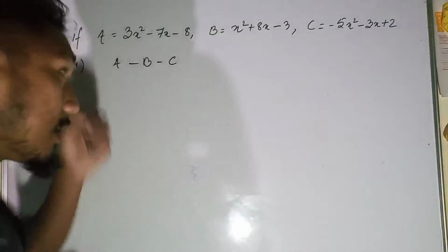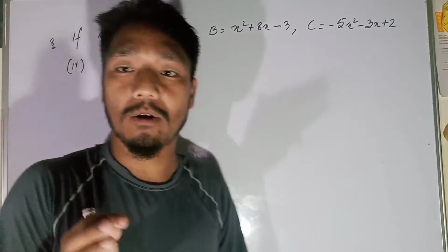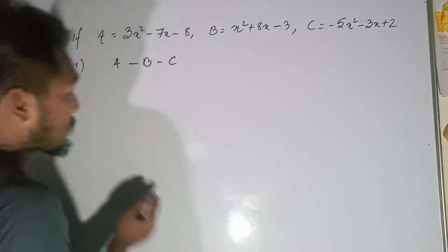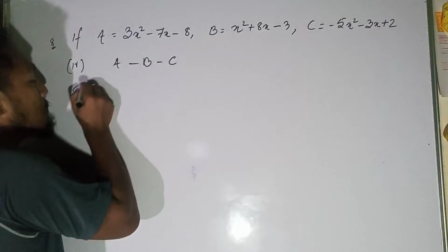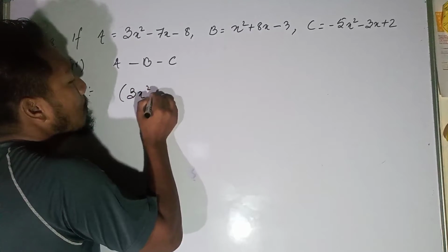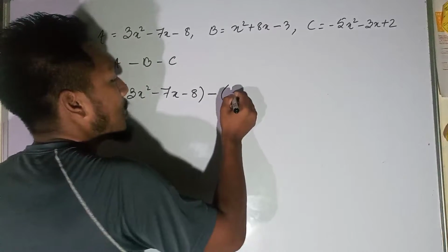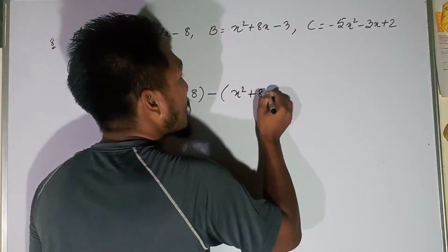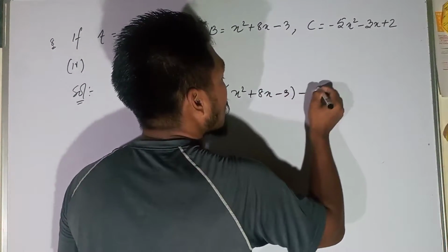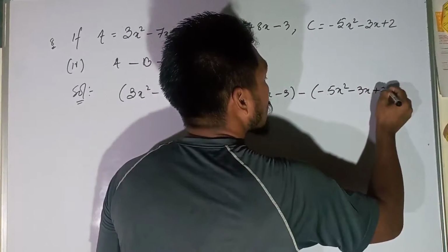So here we will do the last one, Roman number 4. Roman number 2 and Roman number 3 will be your homework. Okay, so here is Roman number b. So solution here, same thing, you put the a values. What is the a? This is 3x squared minus 7x minus 8, then we have minus x squared plus 8x minus 3, then we have minus, then minus 5x squared minus 3x plus 2.